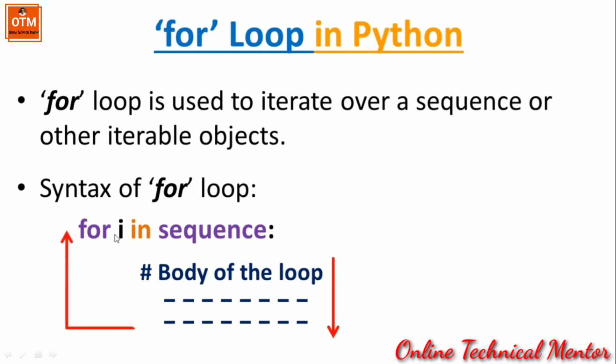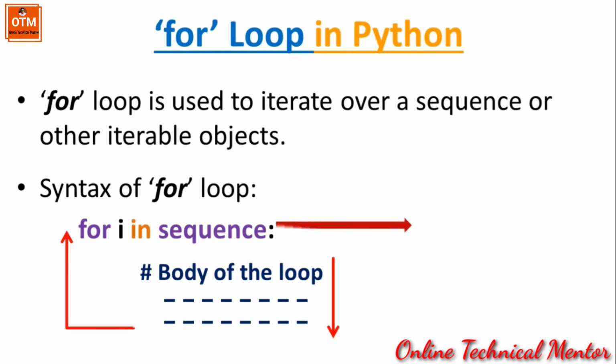Now in the second iteration, i will extract the second element of the sequence and again it will execute the same set of lines. So this set of lines will keep on executing as long as i is extracting elements from the sequence. There is an interesting thing in the for loop of Python: you do not have to increment or decrement the value of i. It will automatically extract elements one by one from the sequence. So as long as the sequence has elements, this for loop will continue its iteration and execute these lines repeatedly.